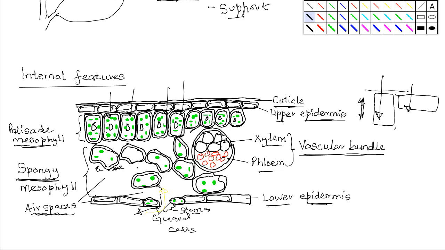So these are the adaptive features of the leaf, and each feature plays a role in the process of photosynthesis. So most leaves have these adaptive features in them to enhance the process of photosynthesis.